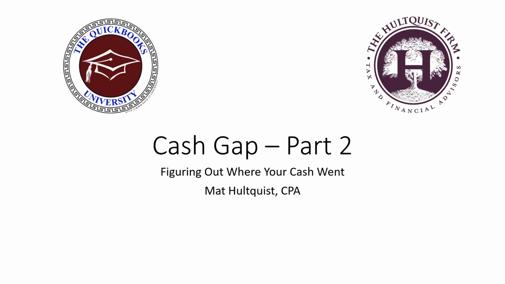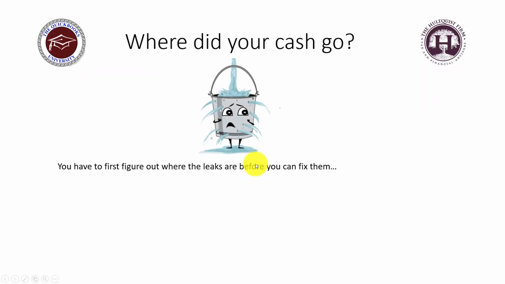In the previous video, we talked about the one critical mistake every business owner makes, and that's not looking at their cash gap. So I wanted to continue that and go into part two, figuring out where your cash went. It's one thing to understand that you have a cash gap. It's another thing to figure out what that cash gap is and how to fix it. We've got to figure out where the leaks are before we can fix them. That's step one: where are these leaks coming from? And then we can get to work on fixing them.